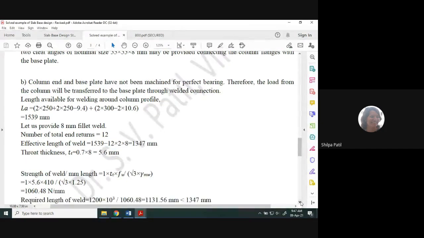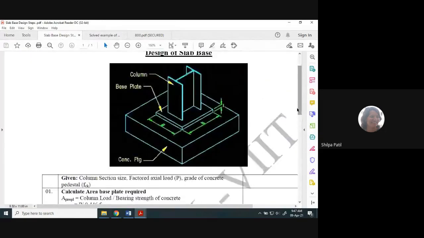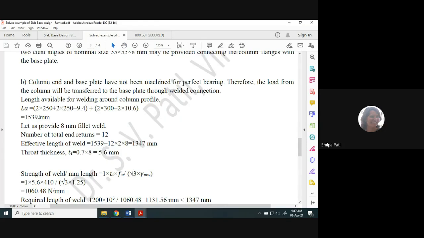Now, how is the welding provided? If I go back to the diagram, along the entire periphery of this column, the weld is provided. When we consider the connection between column and base plate, either we provide the cleat angle, or we completely weld the entire periphery of the column to the base plate. So the length of the weld is calculated over here.